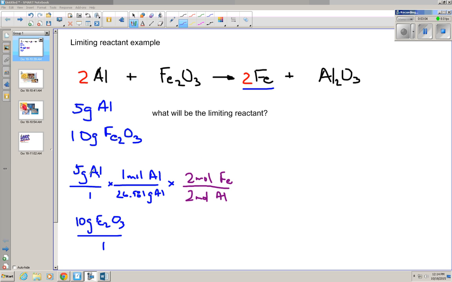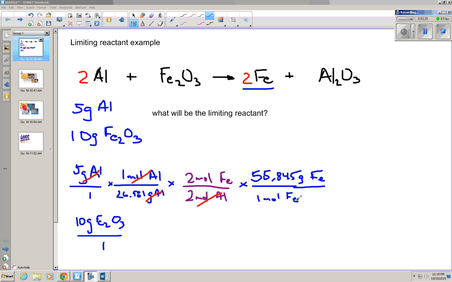Okay, so far what I've written, I've converted my 5 grams of aluminum into moles of aluminum, and I can cancel out grams of aluminum with grams of aluminum. And then I took a look at the chemical equation. I said, what's the relationship between aluminum and iron? And I found that it's 2 to 2. So now I cancel out moles of aluminum with moles of aluminum. I have to do the last step and find out how heavy 2 moles of this is going to be.